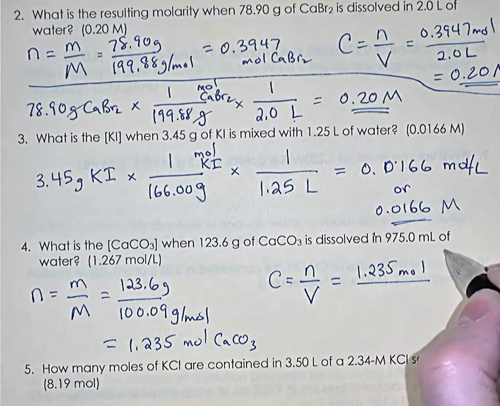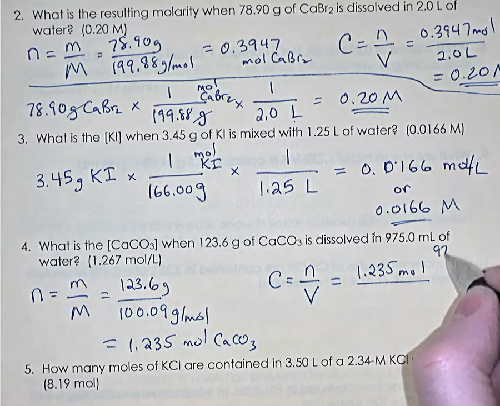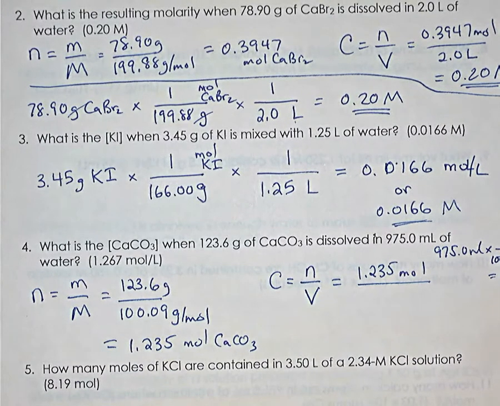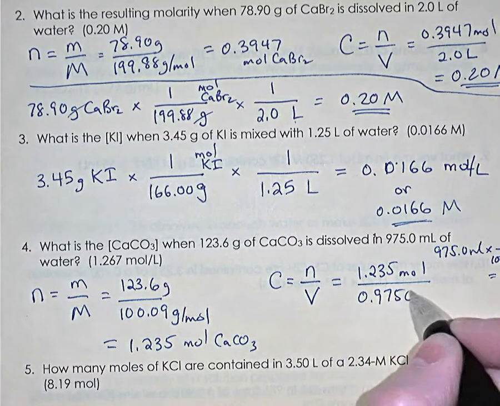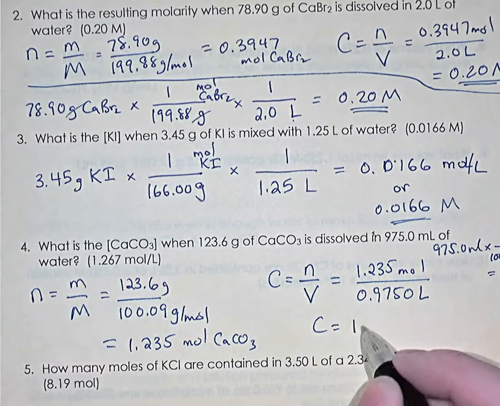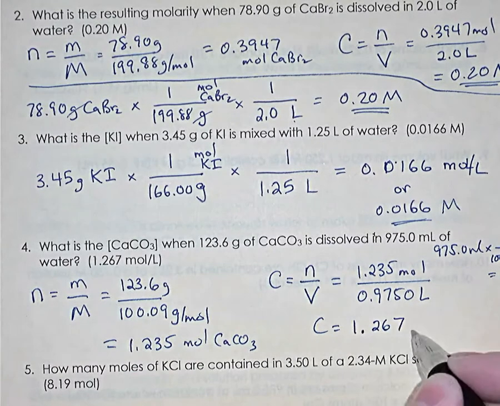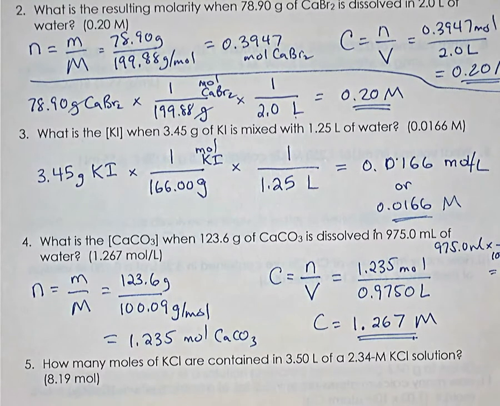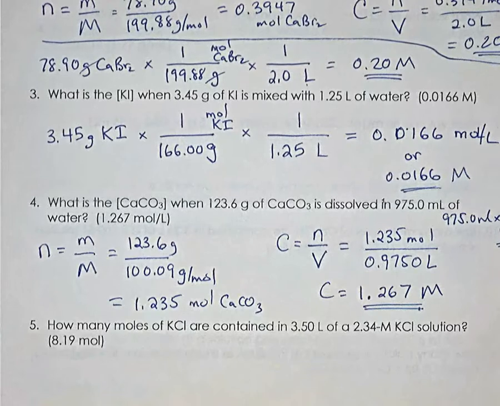So in this question we would have to take the 975 milliliters and with 1 unit multiplier switch your milliliters to liters. There's 1,000 milliliters in a liter, 0.9750 liters. So put your 0.9750 liters in there, and we get concentration is 1.235 divided by 0.9750, which with 4 significant digits is 1.267 molarity. Okay? Now I'm going to show you how to do that same question using unit multipliers, because there's a little bit of a quirk at the end.